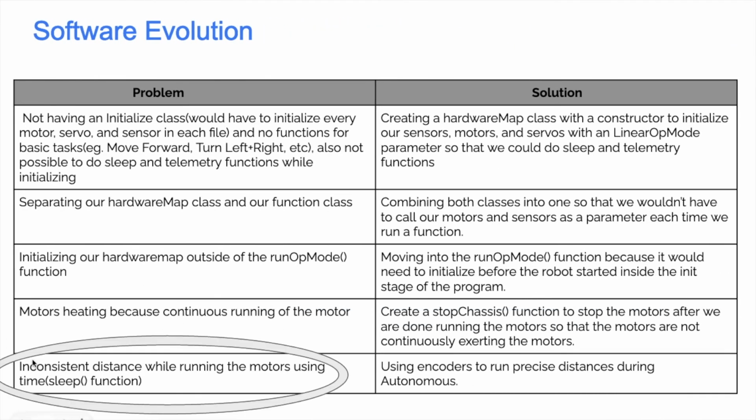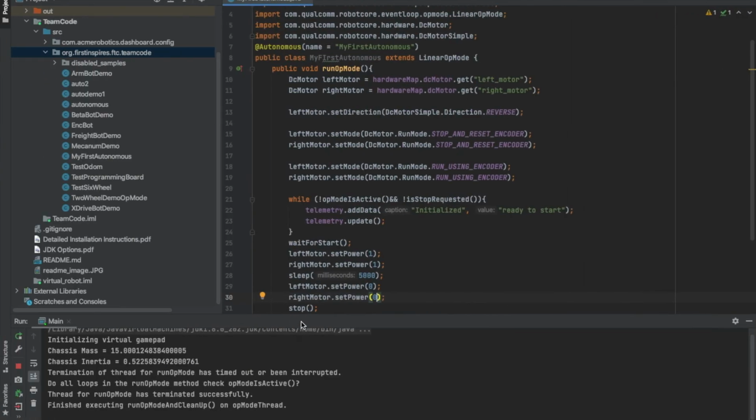And then one more is inconsistent distance while running the motors using the time sleep function. So basically, as you can see, we're only running it for 5 seconds, but this can be very inconsistent because you don't have a specified way, like how many rotations or how much distance. This is just for time, and if you get stuck at a wall or something, then it'll still say it's only running for 5 seconds. And this is why you want to use encoders, which basically do it based on how many rotations or ticks the motor has run.